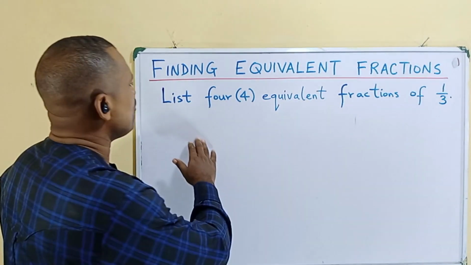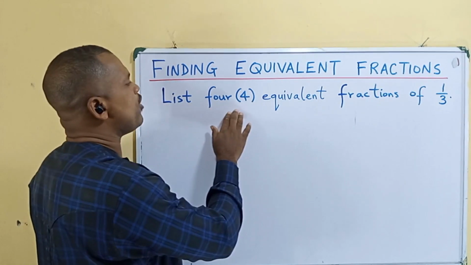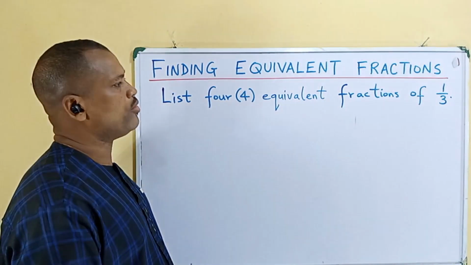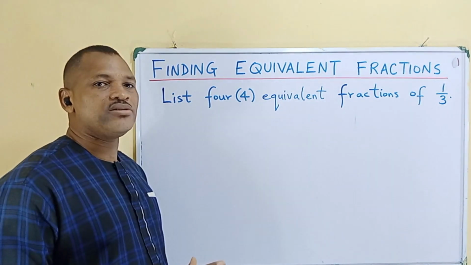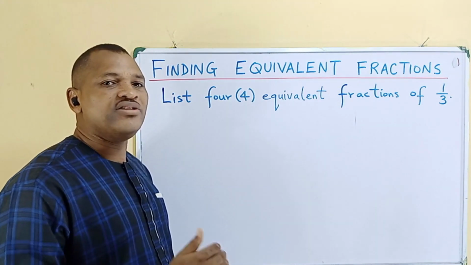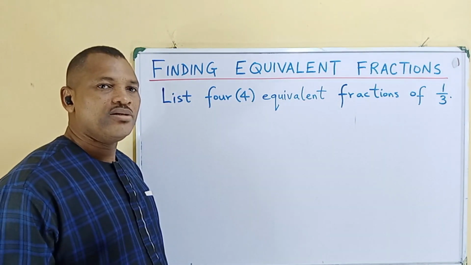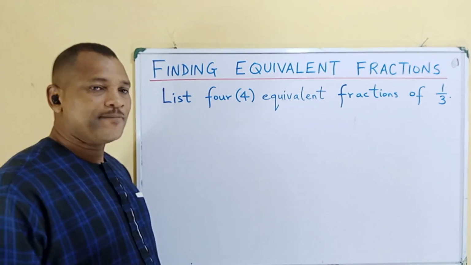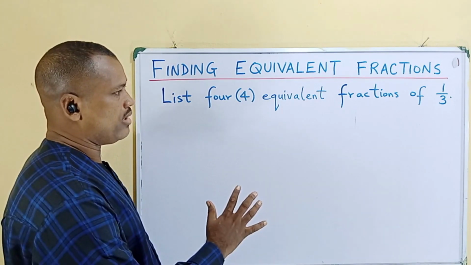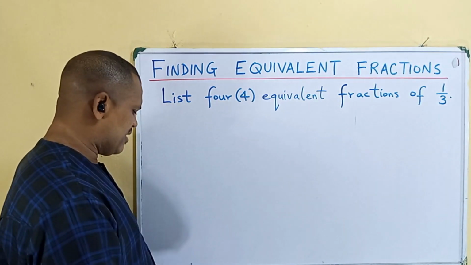For example, here we have a problem. We are asked to list 4 equivalent fractions of 1/3. So, I say there are 2 ways to do this. You can use multiplication method or division method. And when you are multiplying or dividing, you must use the same number. I will explain as I go along. So let's start with the multiplication method. So let's go ahead and solve this one.